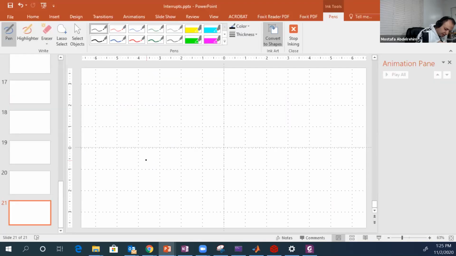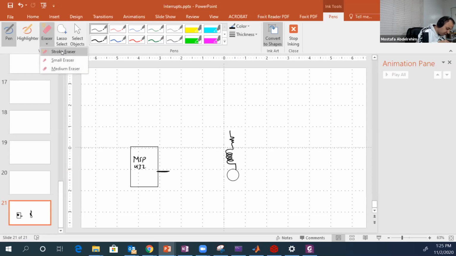So you have here the microcontroller, MSP432, and you need to interface it to the motor. The motor in a circuit is just a resistor, a coil, and this EMF. Let's forget about the EMF for a moment.